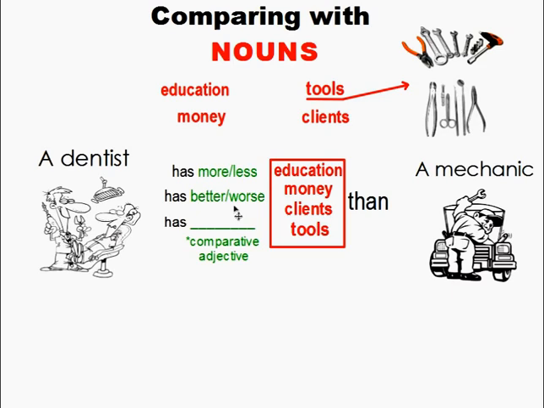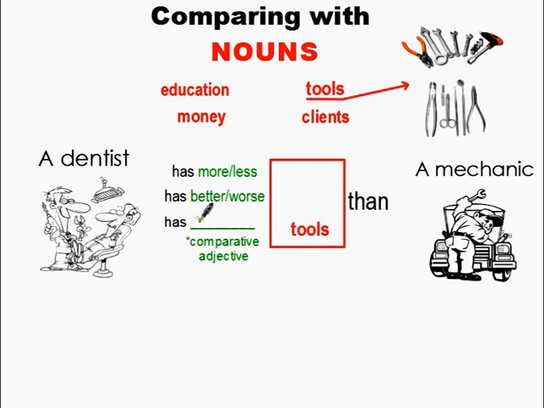Now again, I can use better and worse to talk about the quality. So if, for example, a dentist has better education than a mechanic, maybe I wouldn't talk about the quality of the money, so that doesn't make sense. Or maybe not even the quality of the clients, but definitely the tools. Which one has a better quality? I think the dentist has better tools than a mechanic. Okay? Good.